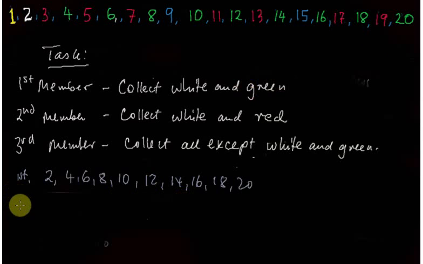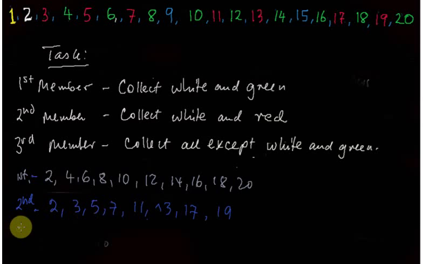And now we will move to number 2. The second was asked to collect white and red. So white means we have here 2, and red: 3, 5, 7, 11, 13, 17, and 19.